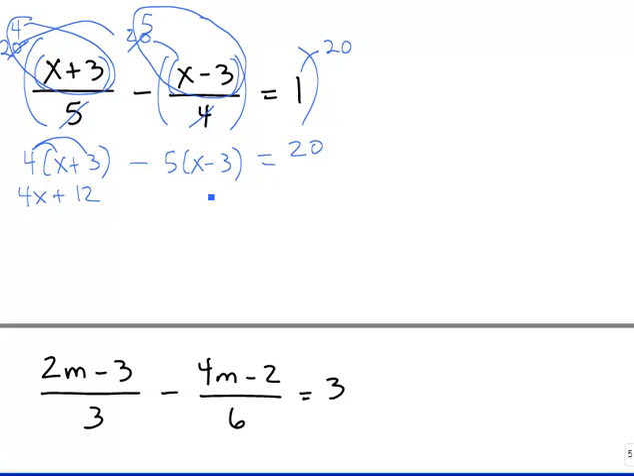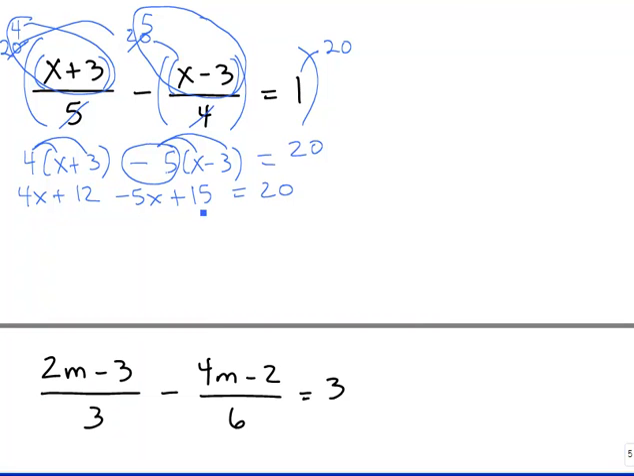On the next step here, when we distribute, you want to distribute the 5 and the negative. So negative 5 times x is negative 5x. Negative 5 times negative 3, notice there's 2 negatives. An even number of negatives become positive. So negative 5 times negative 3 becomes positive 15. That's probably the number one mistake that I see students make, is forgetting to distribute that negative across. Okay, we've gotten rid of our parentheses.